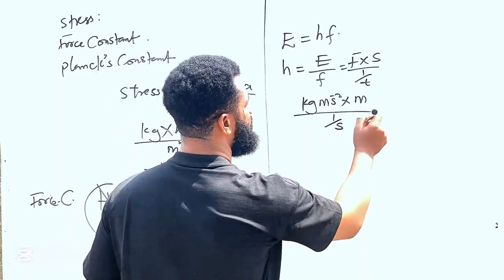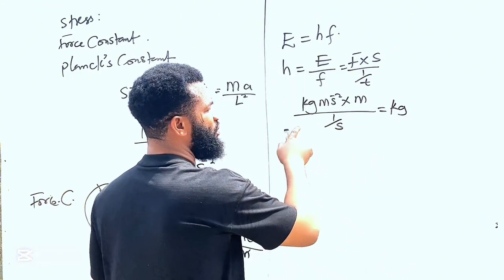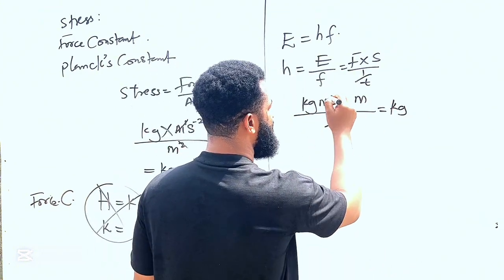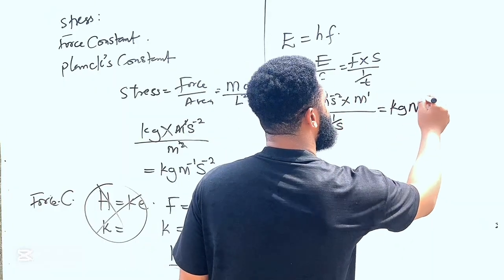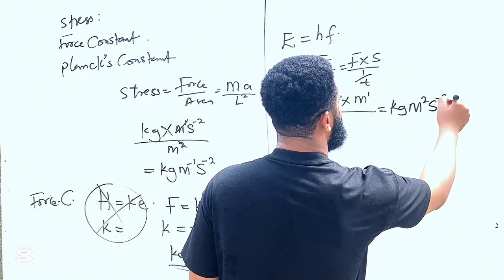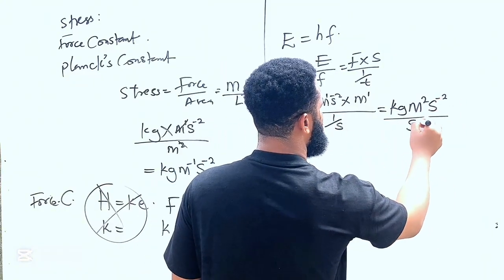What we are going to do is simplify the numerator. M times M, M is raised to power 1, and M is raised to power 1 here, is going to be M raised to power 2. And this is S raised to power minus 2, all over. This one is going to be S raised to power minus 1.